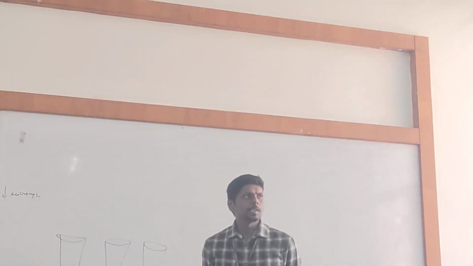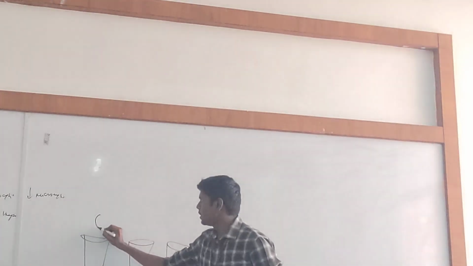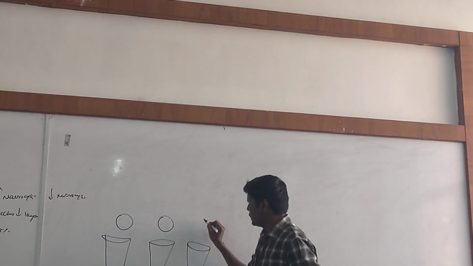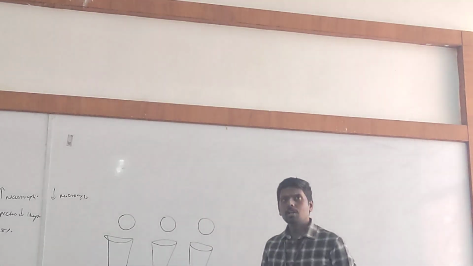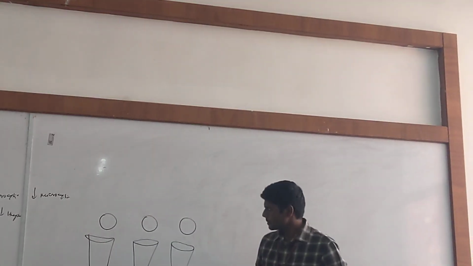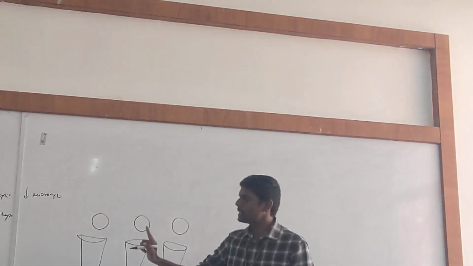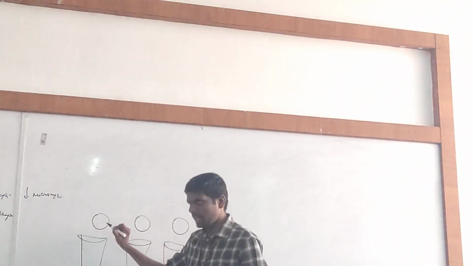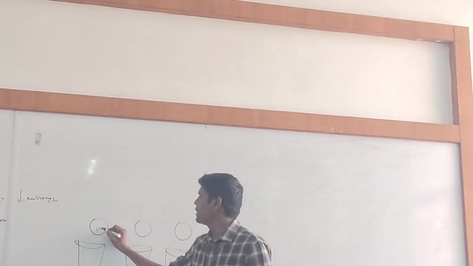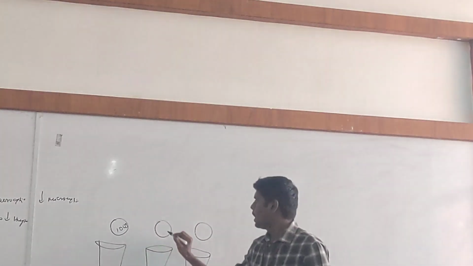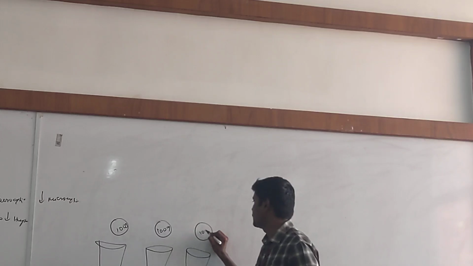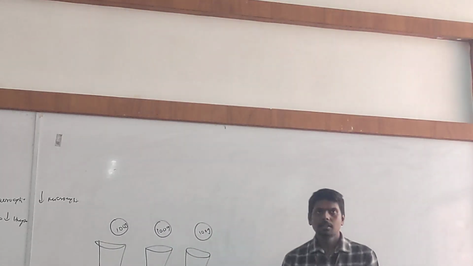Then I'm going to suspend a ball. Assume this ball is a red blood cell. Now, the salts in this, for example, are 100 grams. 100 grams of salt is present inside the red blood cell.